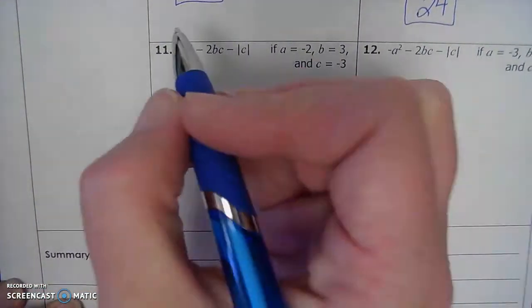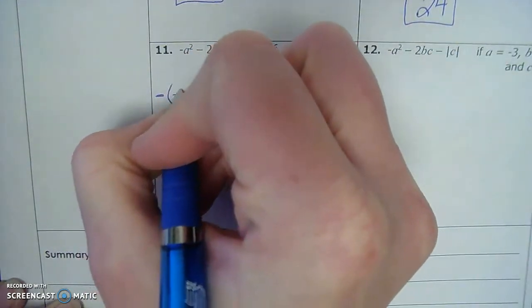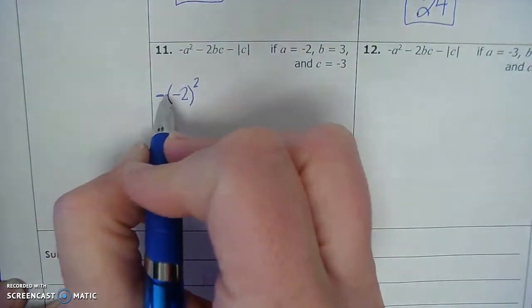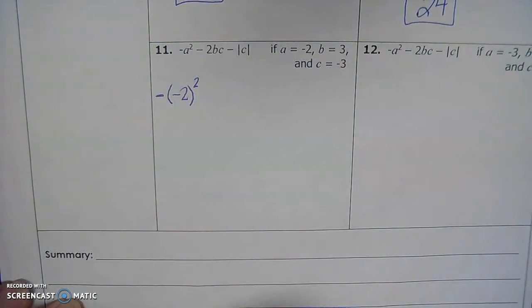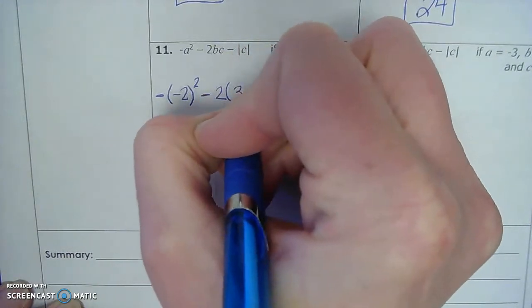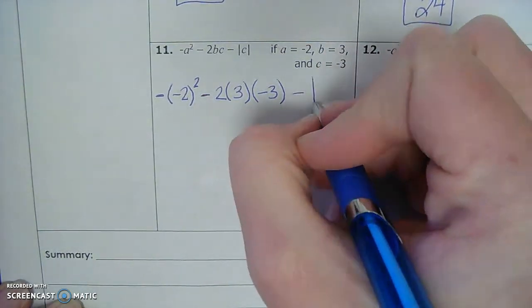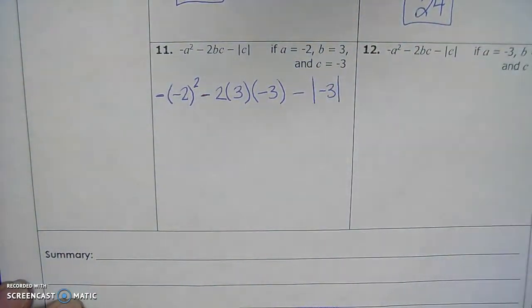Number 11, the negative is in front of the A. So negative parentheses, A is -2 squared. That doesn't make the negatives cancel out. One is on the inside of the parentheses and one is on the outside. Minus 2 times B, which is 3, times C, which is -3, minus absolute value of C, which is -3.